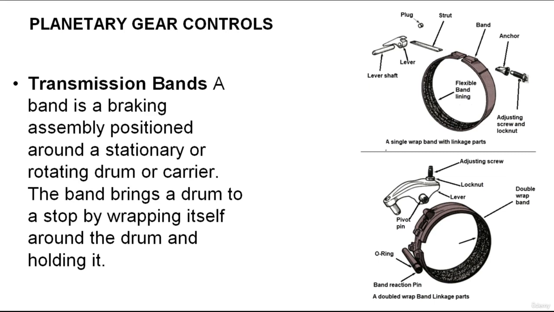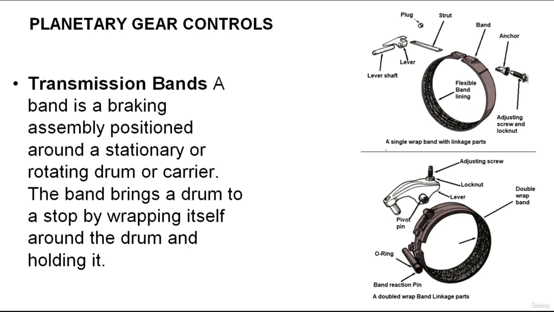Bands provide excellent holding characteristics and require a minimum amount of space within the transmission housing. When a band closes around a rotating drum, a wedging action takes place to stop the drum from rotating. The wedging action is known as self-energizing action. A typical band is designed to be larger in diameter than the drum it surrounds. This design promotes self-disengagement of a band from the drum when servo-apply force is decreased to less than servo-release spring tension. A friction material is bonded to the inside diameter of the band.